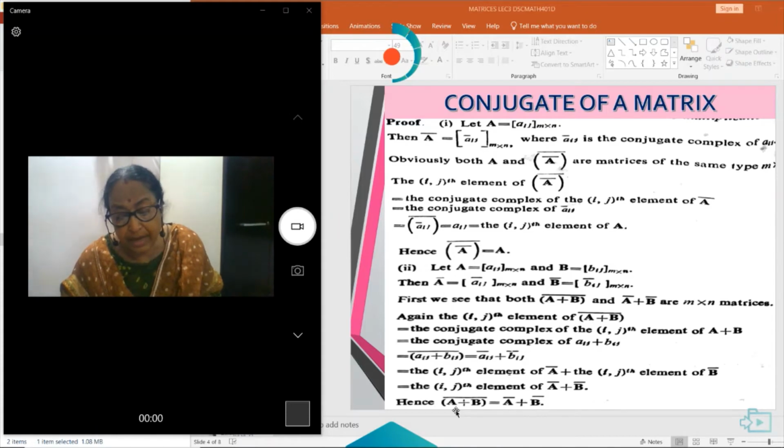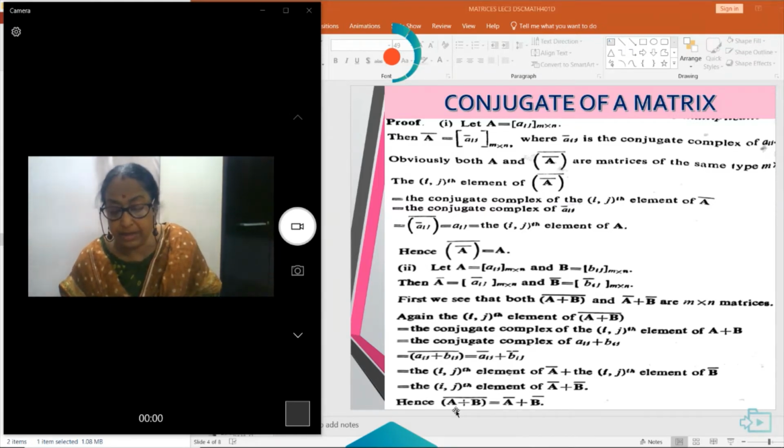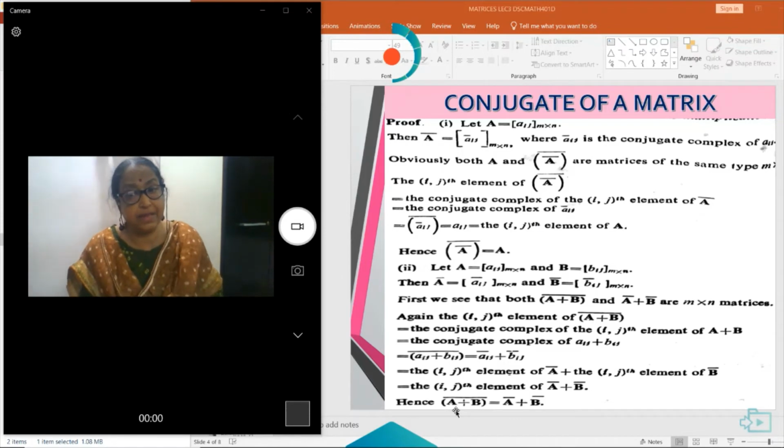So then we can write it as A bar, the bar, is equal to A bar. And the others are given. You can do it, saying the examples as given on your screen.